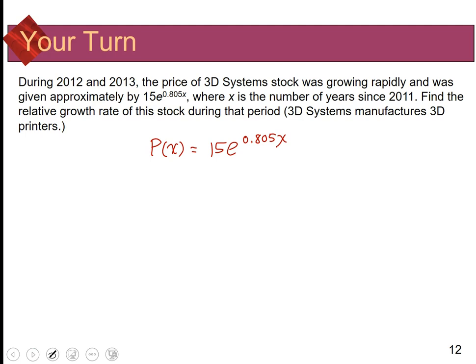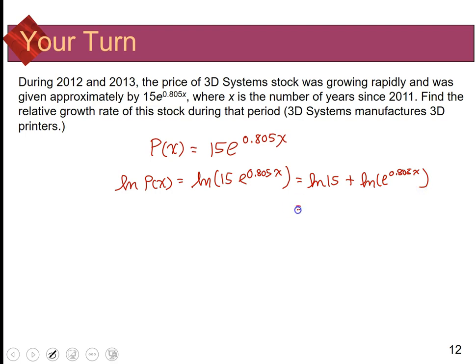So I'm going to first decide what the natural log of p of x is. So I'm going to have the natural log of all of this. And according to the product property, that's going to be the natural log of 15 plus the natural log of e to the 0.805x power, which of course just becomes the natural log of 15 plus 0.805x. So that's the logarithm of this price function.